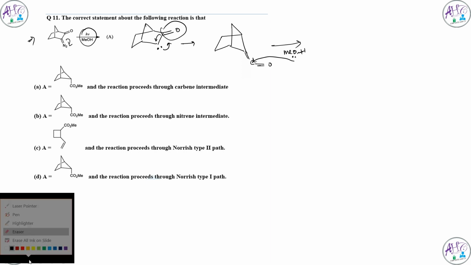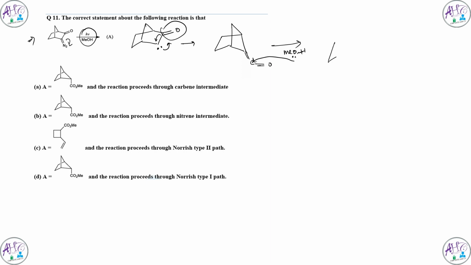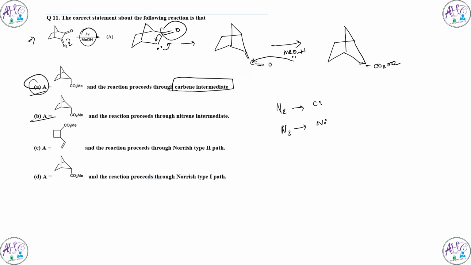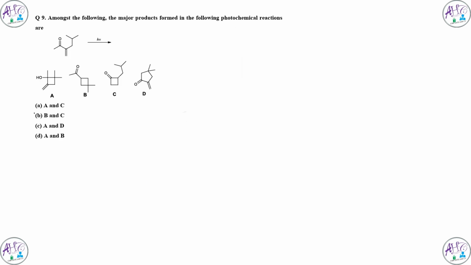So this will result in the formation of your ester. Okay, so this is going to form your CO2Me ester group at this position. If you see, there are two options, A and B, forming this ester group. But the reaction proceeds through a carbene intermediate. Whenever you have an N2 group, there is going to be carbene formation. If there is an N3 group, then there is going to be nitrogen formation. Okay, so your option A is the correct answer. Next question.